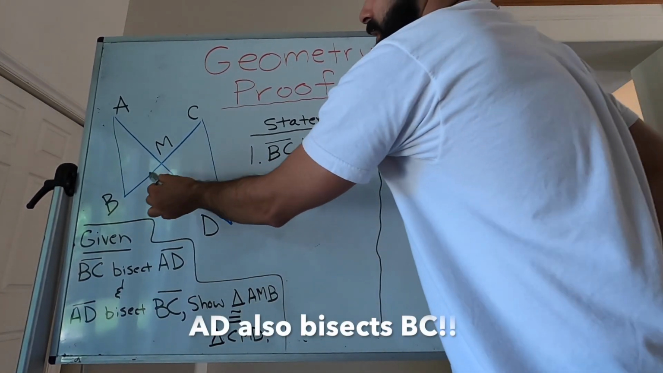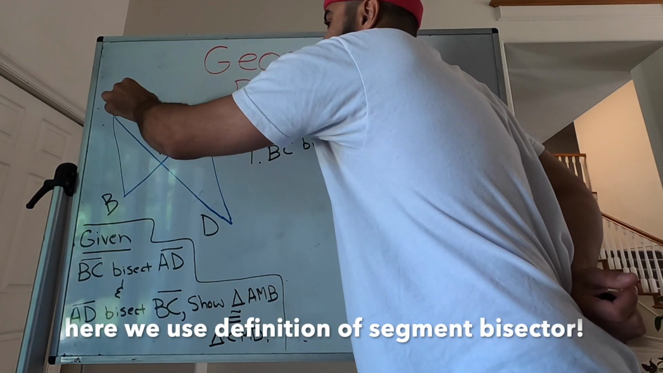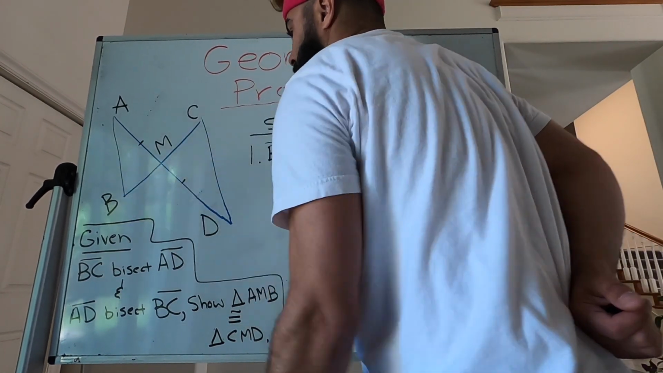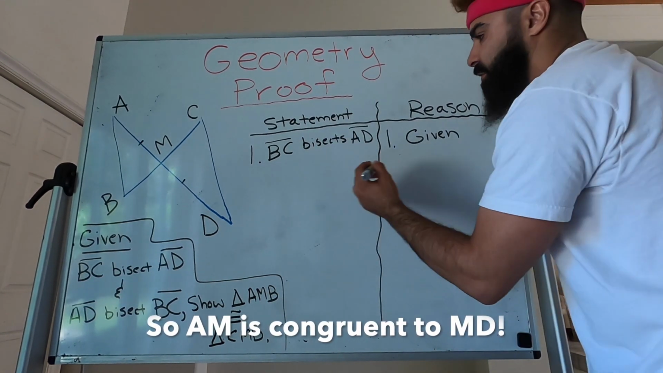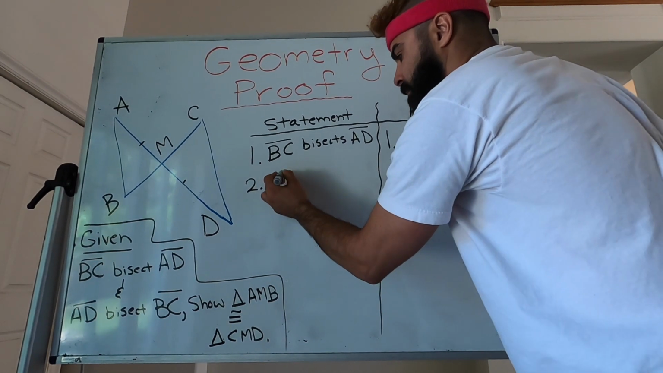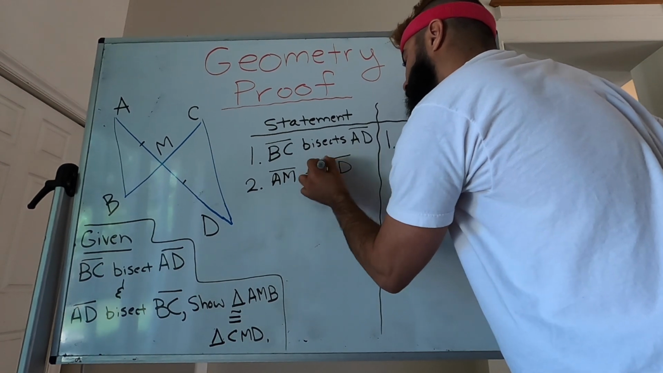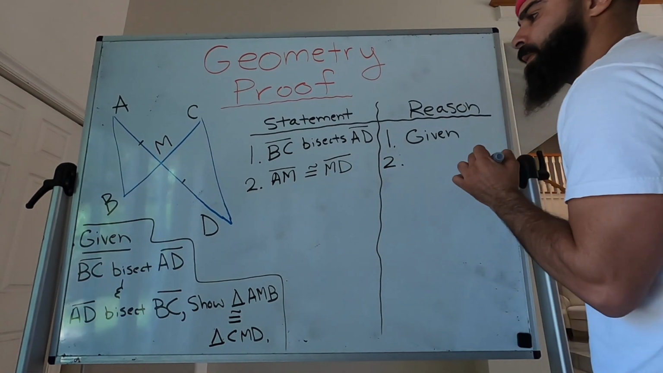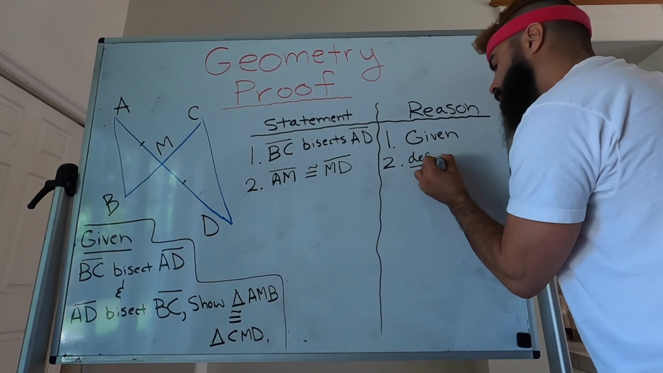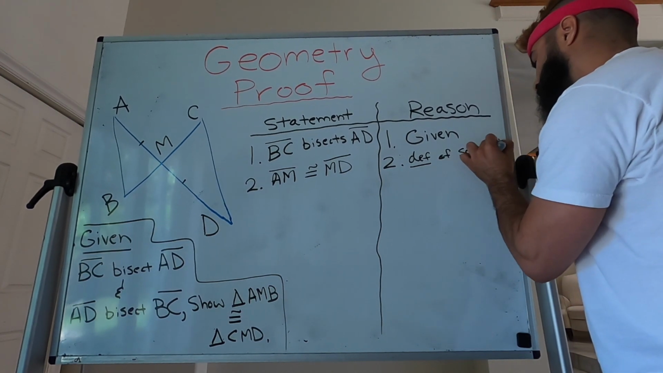So if we look over here, if BC cuts this line in half, well, that means that AM is congruent to MD, okay? So we're going to put little congruent lines here. The little tick marks just mean that AM is congruent to MD. So AM is congruent to MD, and this is because of the definition of segment bisector, we will say.